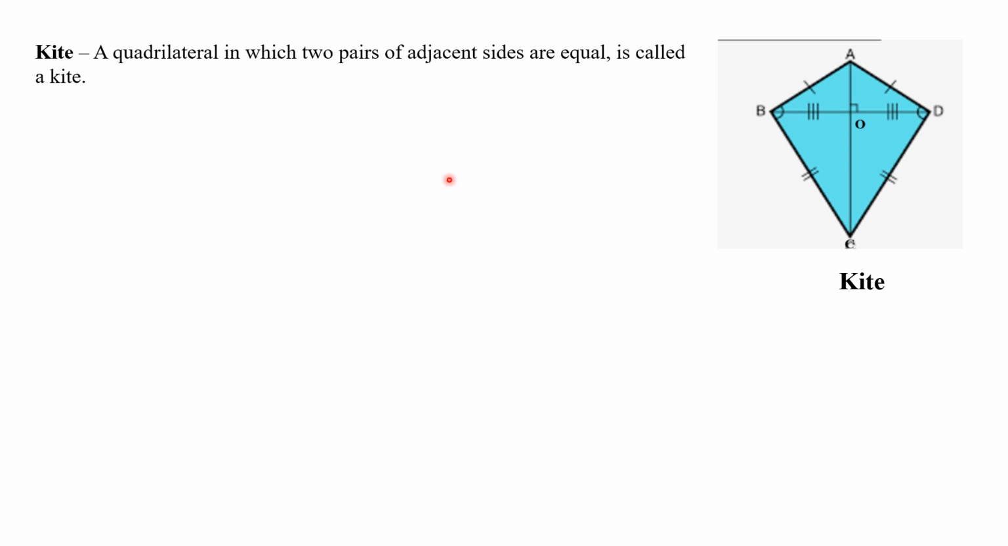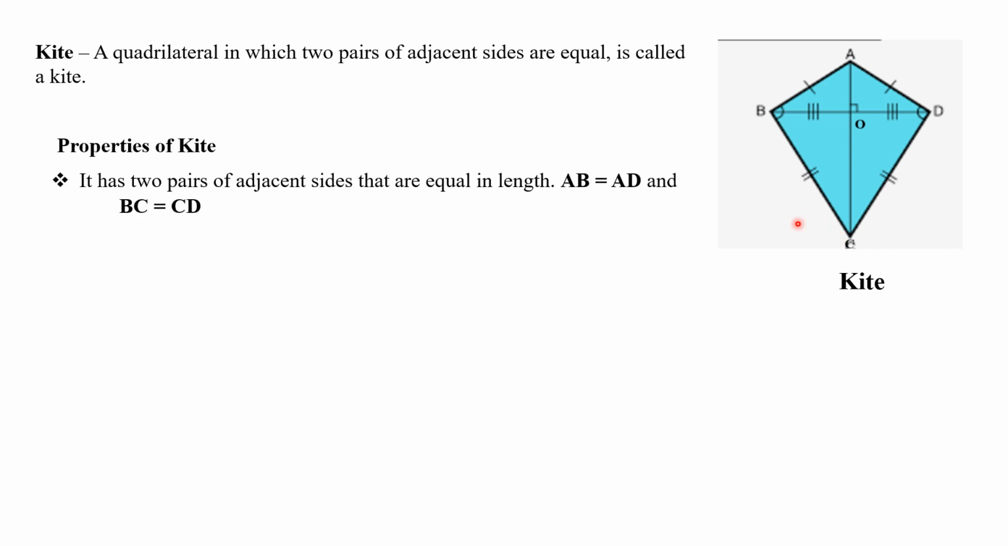Now, kite. A kite is a quadrilateral in which two pairs of adjacent sides are equal. If you see the figure here, ABCD is a kite where AB and AD are of equal measure. Both are adjacent sides. In the same way, BC and CD are of equal measure. So it will have two pairs of adjacent sides which are of equal measure. Now, properties of kite. First, we have already seen the adjacent sides are equal, so AB is equal to AD and BC is equal to CD.